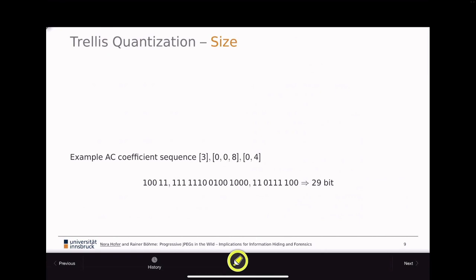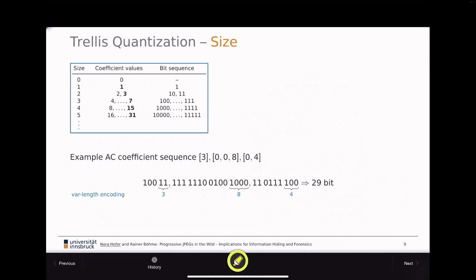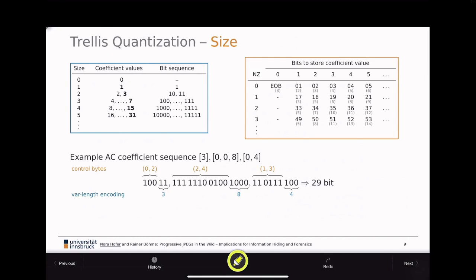Now, the second thing to keep in mind is that if we look at the bit stream, we can see that the non-zero coefficients itself are actually not Huffman encoded, but they are represented using variable length here in this bit stream. So the 3, the 8, and the 4 are represented using variable length. What we are left with in between now are the so-called control bytes. And the control bytes hold information about the number of preceding zeros and the bits that are needed to encode the variable length coefficient value.